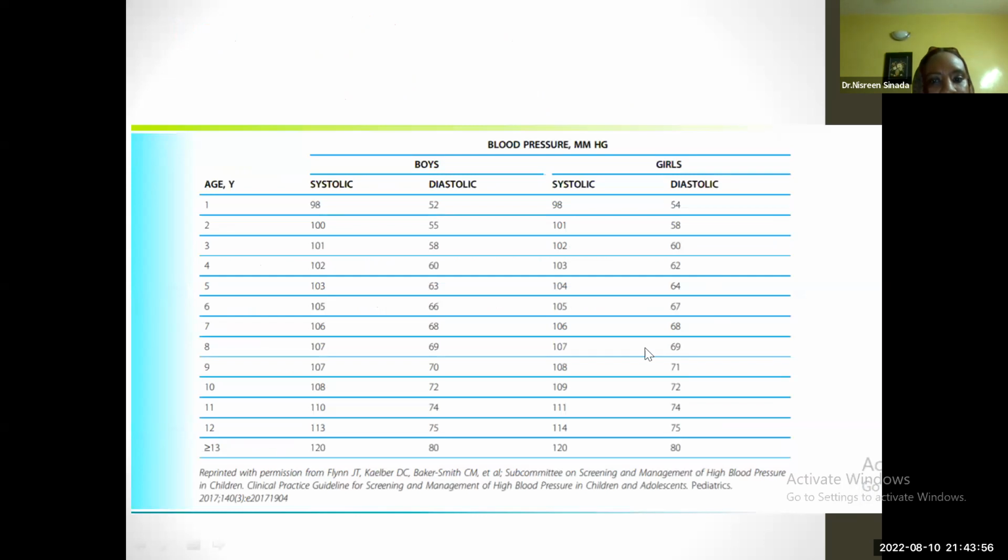And this is the blood pressure for the children according to age, according to the American Academy of Pediatrics Subcommittee. And we noticed that the cutoff of the blood pressure is lower than the previous Fourth Report on hypertension in 2004.